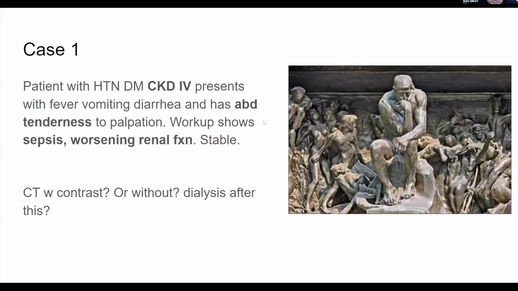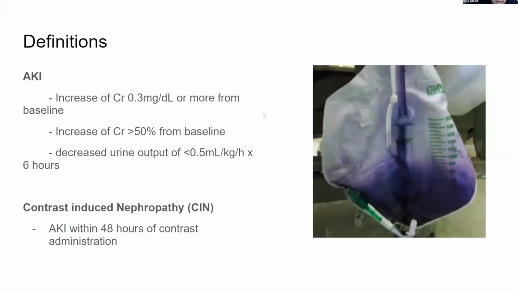All right, definitions. AKI is an increase in creatinine of 0.3 or 50% from baseline, or, back in the days before they knew what creatinine was, a decrease in urine output to less than 0.5 milliliters per kilogram per hour for 6 hours. In a 70-kilogram male like myself, that would be 35 milliliters per hour. And contrast-induced nephropathy is AKI within 48 hours of contrast administration.